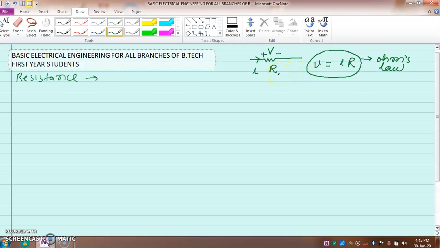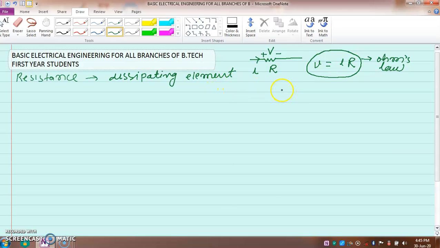Now first we understand what resistance is and what its characteristic is. Resistance is a dissipating element. What is the meaning of dissipating? Suppose here current I is flowing, which means energy is going here. What does this element resistance do? It dissipates the energy in the form of heat. Heat is generated in this resistance and the resistor will heat up. So this is a dissipating element.